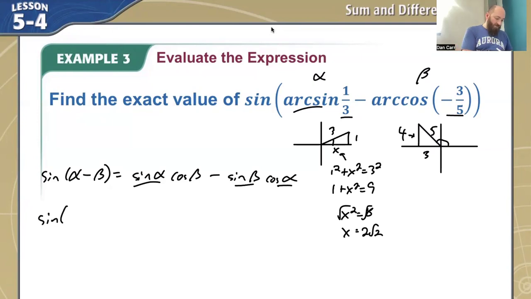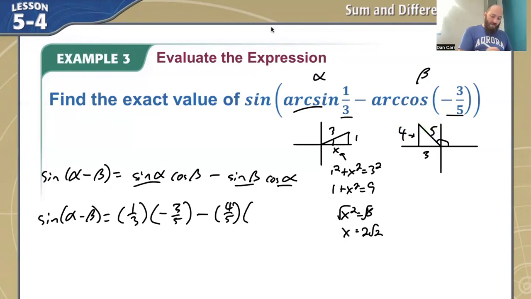So my sine of, in this case, alpha minus beta, because I don't want to rewrite arc sine of all that. So we got sine of alpha, which is going to be my 1/3. Cosine of beta is -3/5. Those are the two that were given right away. Minus the sine of beta. So sine of beta is right here. So sine is going to be positive in this quadrant. That's going to be opposite over hypotenuse. So that's 4/5. And then times the cosine of alpha. And cosine is going to be 2 root 2 is my adjacent over the hypotenuse 3.